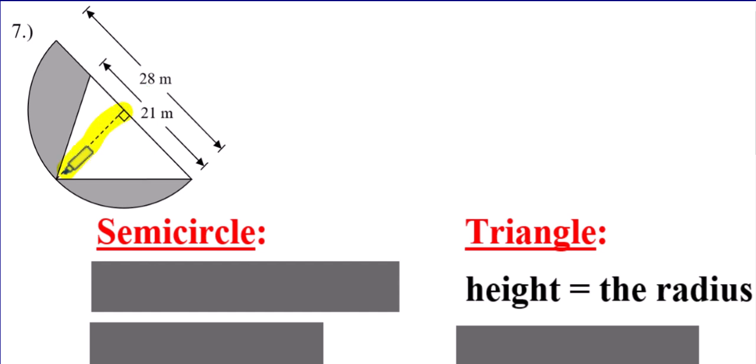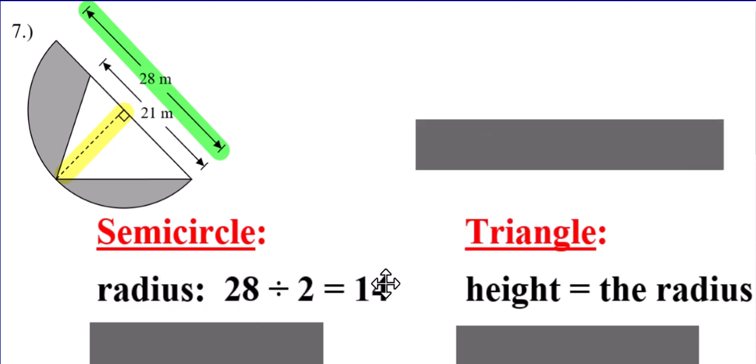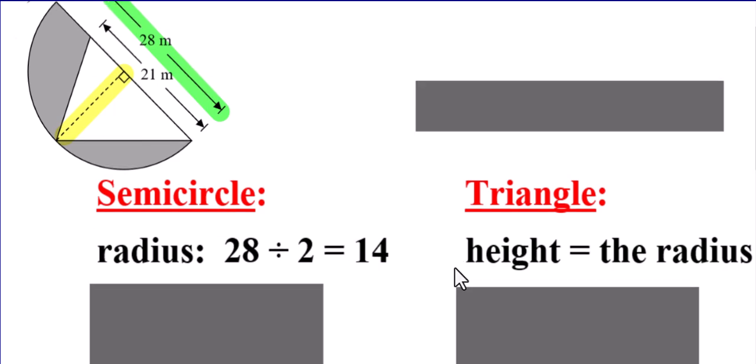Now, how am I going to get that radius? Well, if I can get the diameter and divide it by 2, I will get the radius. And I am given the diameter. Right here it is. So if I take 28 and divide it by 2, that is going to give me my radius, and the radius will be the height of the triangle. Cool. That means I pretty much have everything I need.